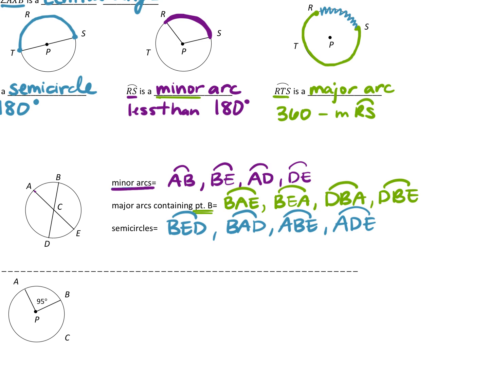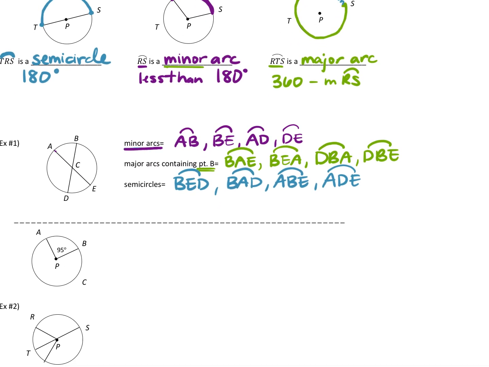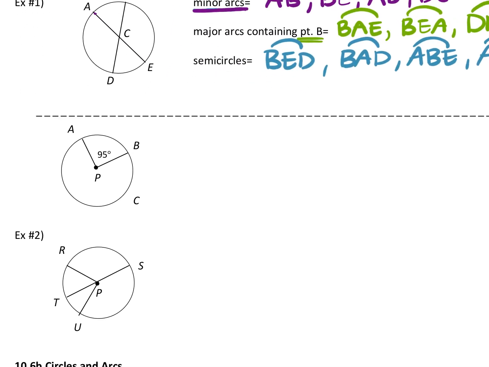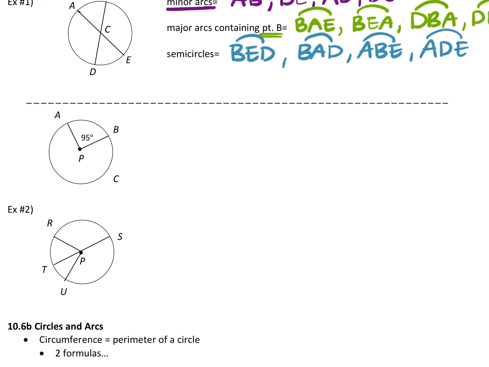Okay, so that's the arcs. Questions on any of those? Okay, then let's take a look at this. P is the center of our circle. Is this a radius or diameter? Radius. That's a radius and a radius, okay?